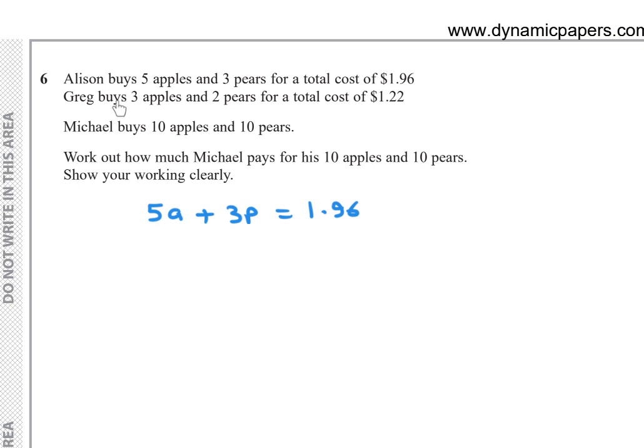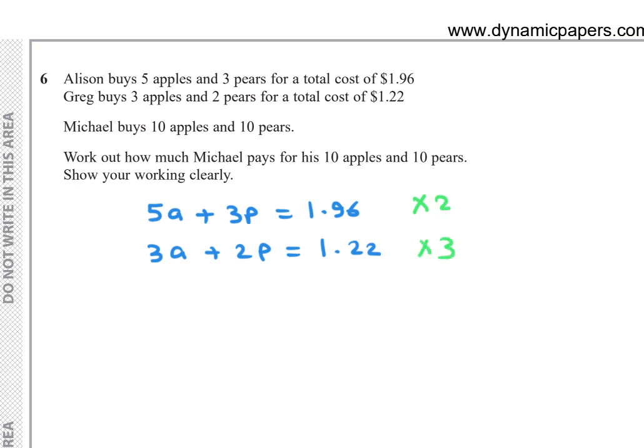And for Greg, 3 apples and 2 pears, so 3A plus 2B equals 1.22. Now solve them simultaneously to find the cost of each apple and the cost of each pear. If we need to eliminate, you can eliminate A or eliminate B. If we eliminate B, we have 3 and 2, so multiply the first equation by 2 and the second equation by 3 to equate the coefficient of B.